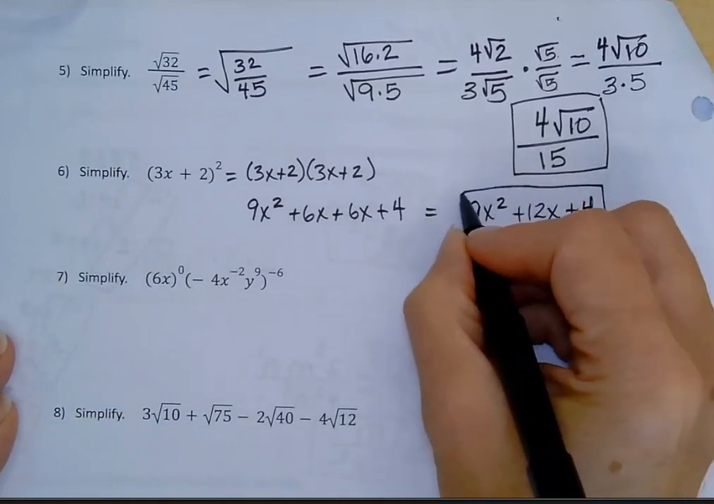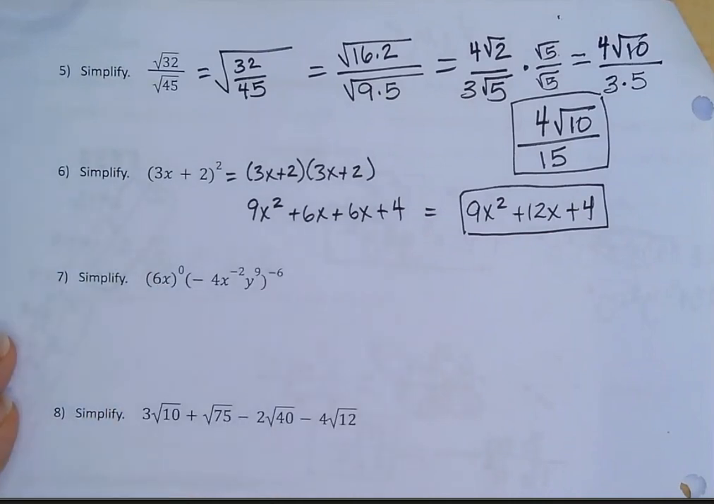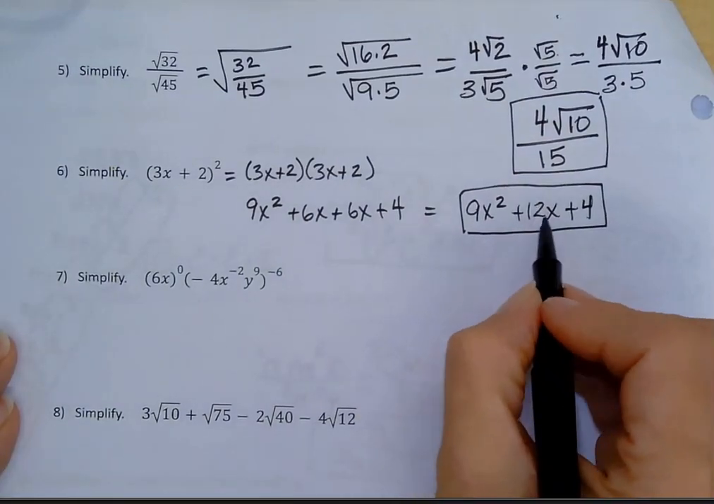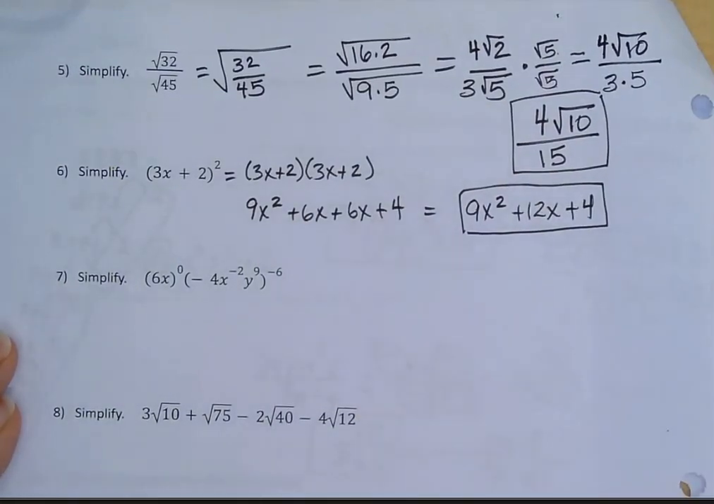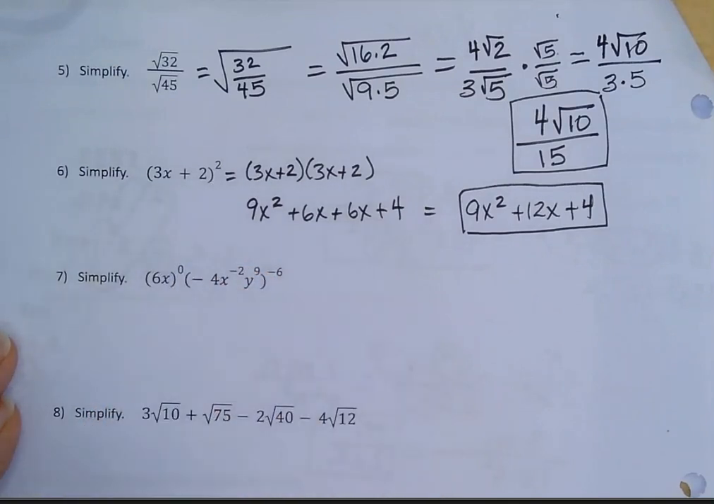That is my answer. If you remember how to square a binomial without writing it out like FOIL, that's okay. Just make sure that you don't lose that middle term, right? Absolutely, this is not 9x squared plus 4. Absolutely, that's not the right answer.